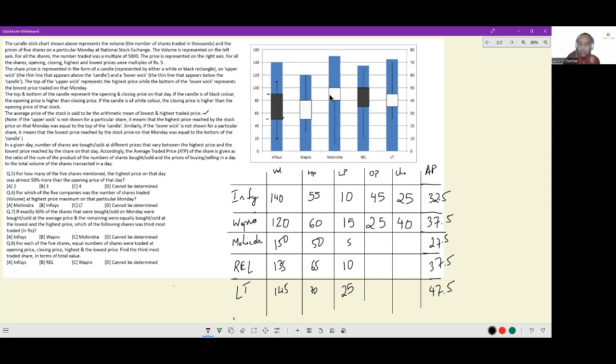Opening and closing for Mahindra, I see it is positive. So 40 it started, 50 it ended. For REL, it is black. So 50 it started and 35 it ended. And for LT, 35 it started, 45 it ended.